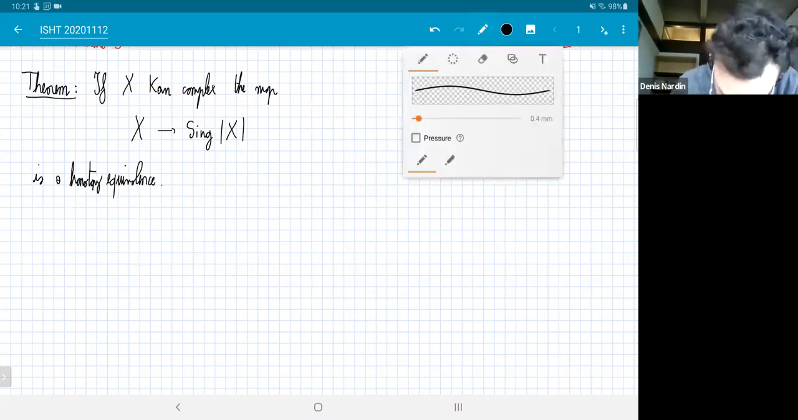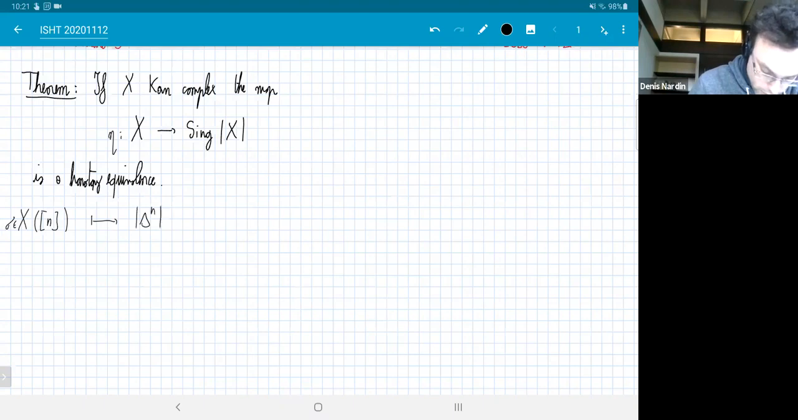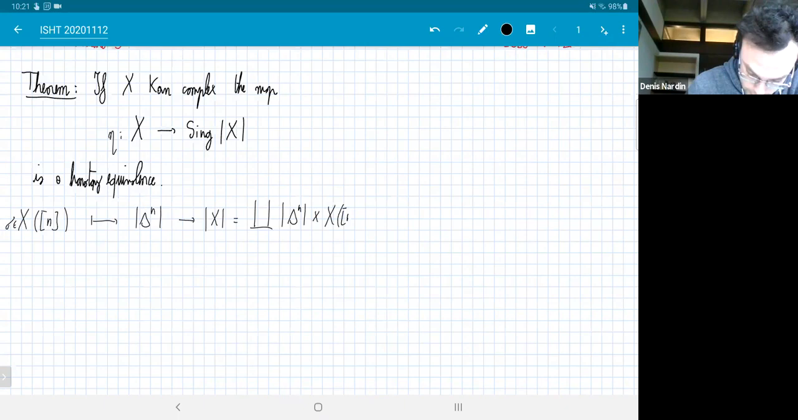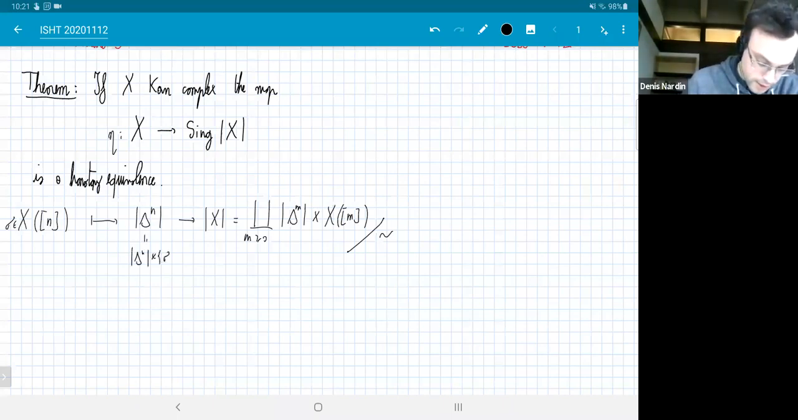This map I called eta, I think. And just to recall, this map is just sending a simplex sigma here to the inclusion. But it's not the inclusion, I mean the quotient of the inclusion. This is just the inclusion of sigma as delta times the singleton of sigma.